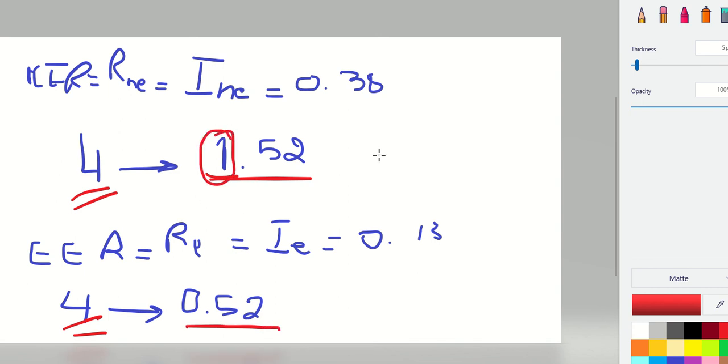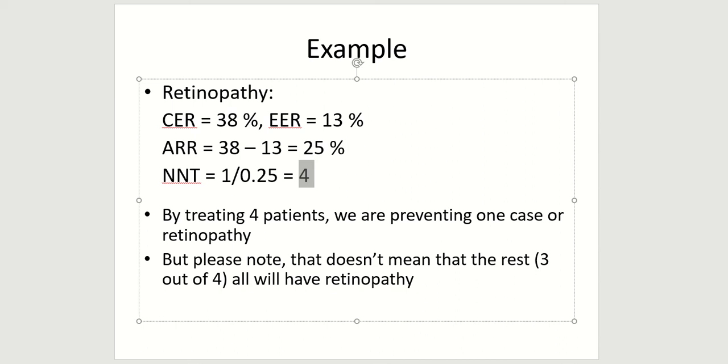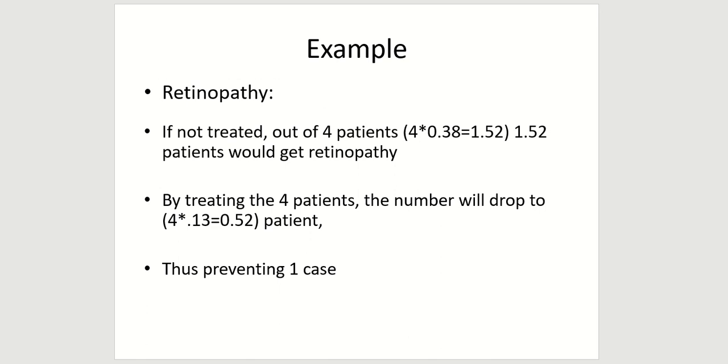And that's what the number needed to treat means. So by treating 4 people, we are preventing one bad outcome. But preventing one bad outcome does not mean everybody else gets it, okay? So I hope this example illustrates the idea behind it. So by treating 4 patients, we are preventing one case of retinopathy. Okay, so I did all the calculation here. So you see the 1.52, the 0.52, and thus preventing one outcome.